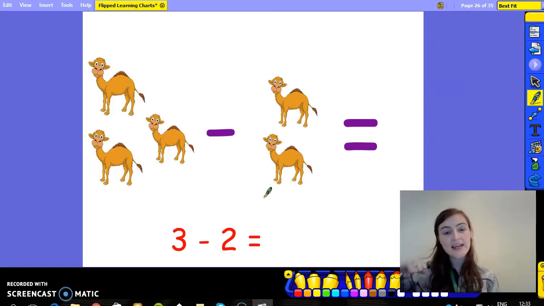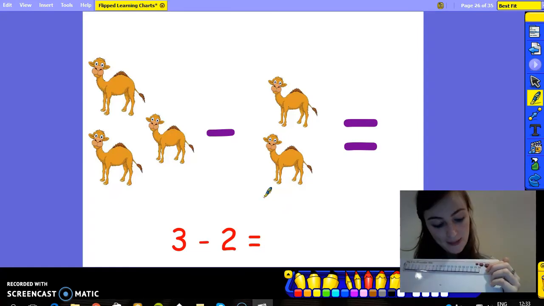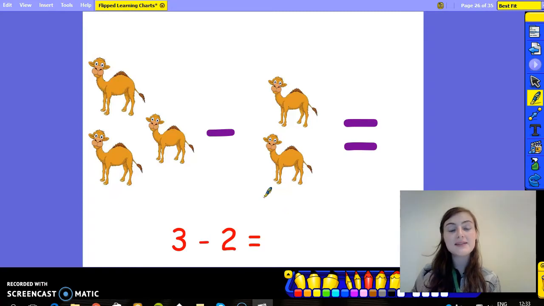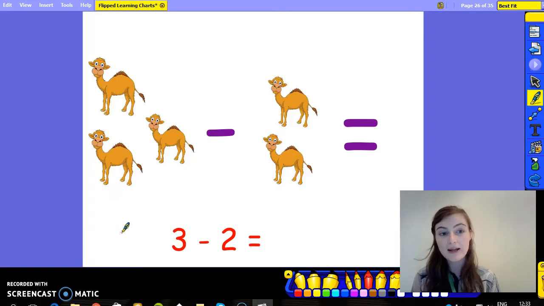When we're taking away, it's very important that we remember that our numbers are getting smaller. This means that we will always be counting backwards. Our numbers will always be less. They will be getting smaller. An easy way to solve a subtraction sum when you have pictures is to use the crossing out method. We can cross out the camels that we are taking away and find how many are left.